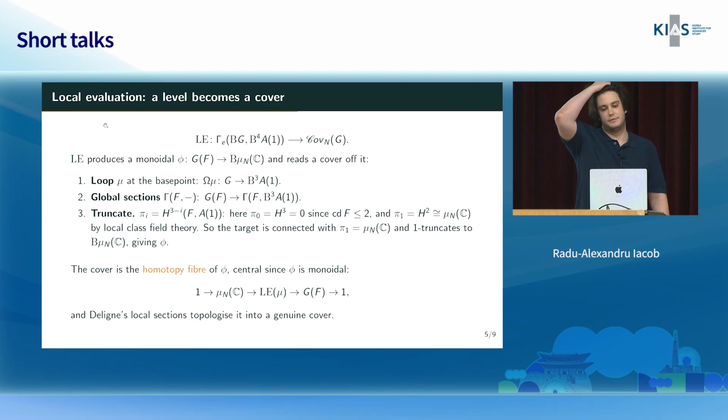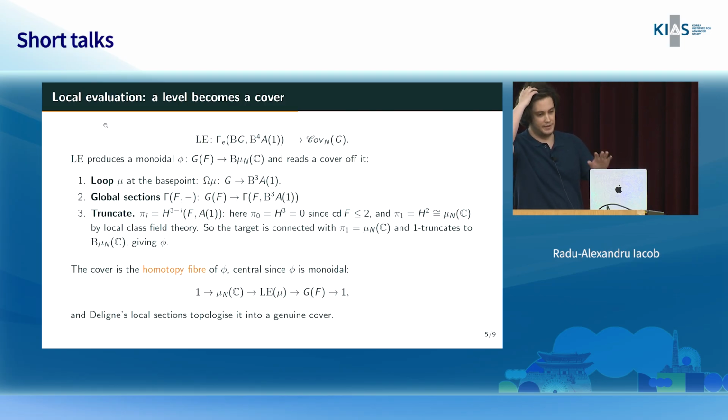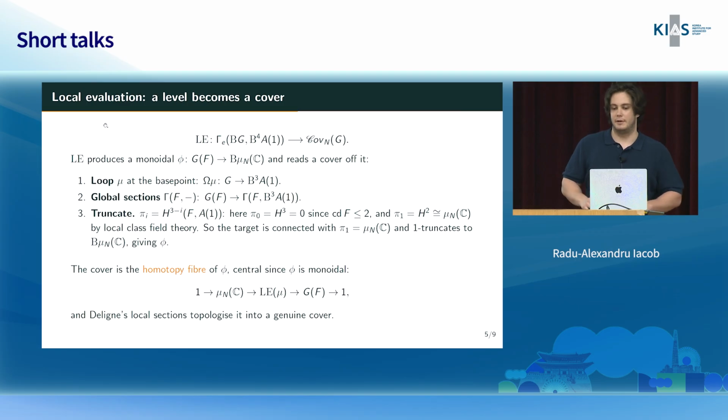And how do you do this? So you start with mu, this point in morphism of étale stacks, and everything is canonically pointed, so you can loop it to go from G to B3 of A1. Then you take global sections over F, and you end up with a map from GF to the global sections of that guy. And then you basically want to end up with a monoidal map from GF to B, mu, and C, and then take the homotopy fiber.